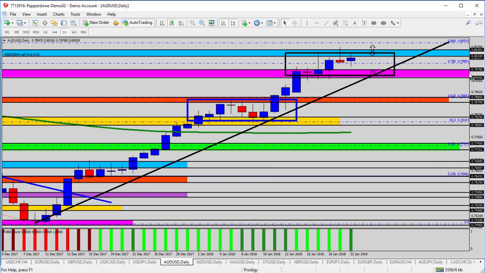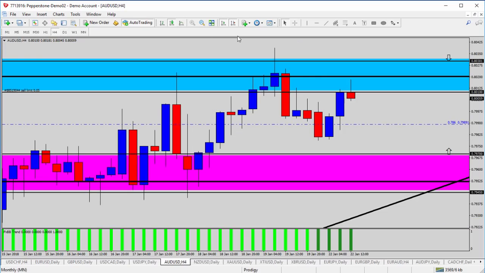And I think last Friday's candle is very interesting. The smaller red candle, the longer wick on top, showing us the ability of the sellers to pull the market back down from that resistance level. Let's go ahead and take it on down to the 4-hour time frame.